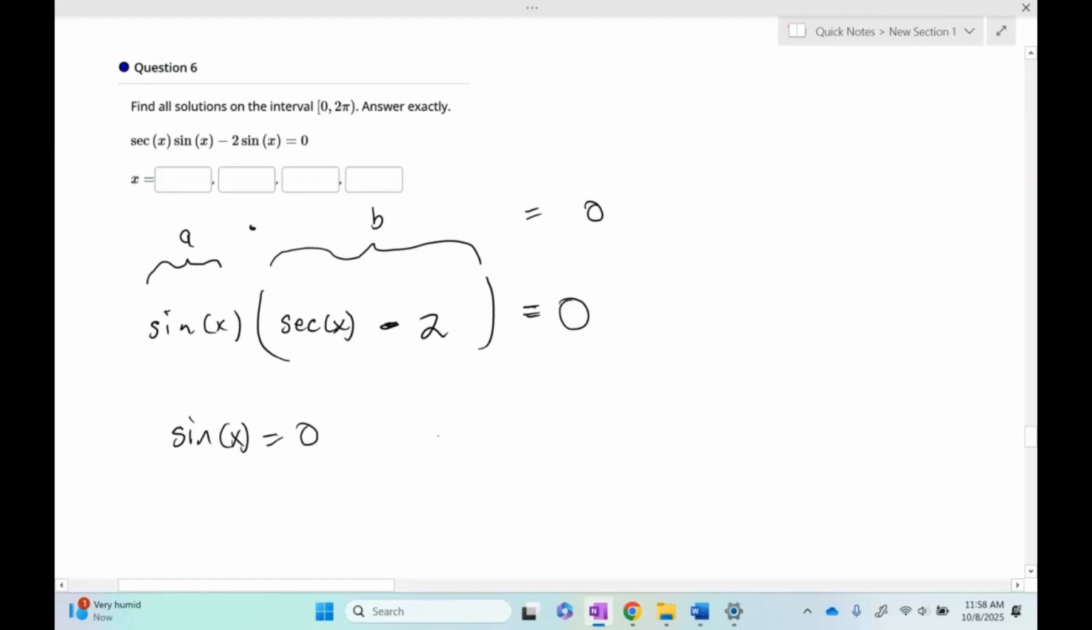So I can set A equal to 0. And I can set B, which is secant x minus 2, equal to 0. You can only do this if your equation is equal to 0. So if this was equal to 2 or equal to 3, I would have to do something else. But you can only use the zero factor property if it's set equal to 0. So now we have 2 linear equations.